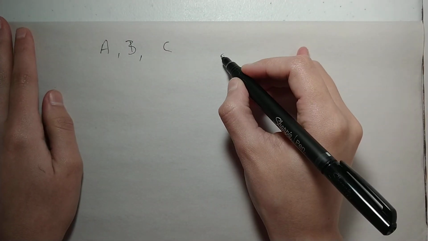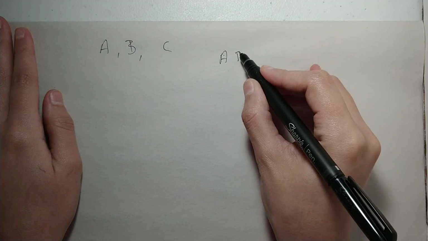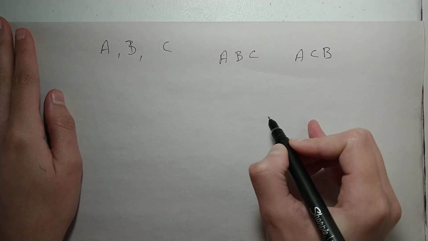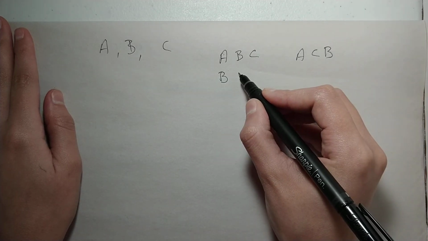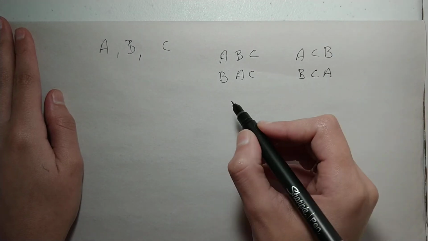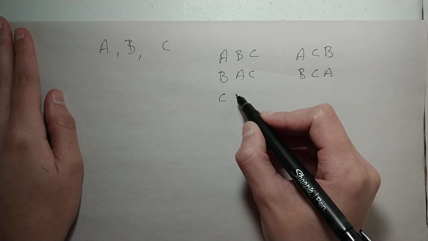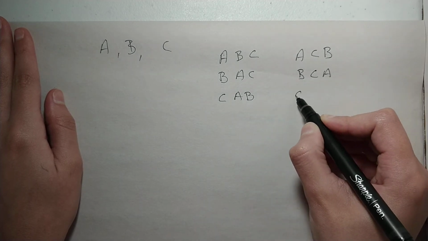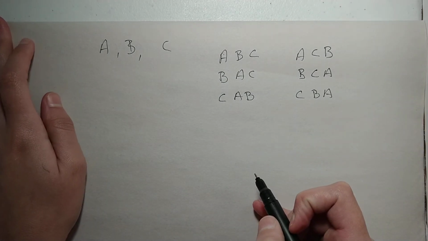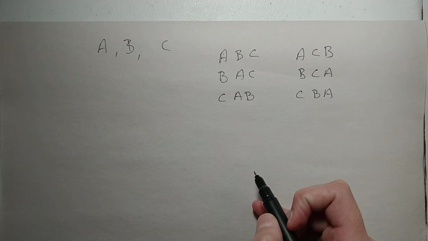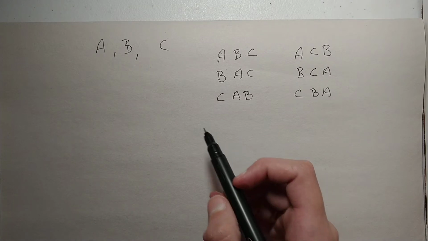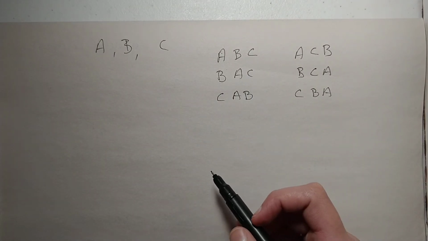So we can have A first, and then B, and then C. Or we can have C, and then B. We can have B first, A, and then C. Or C, and then A. And we can have C first. A, B, or B, A. So there are 6 different ways that we can combine these 3 letters. And these are called permutations. Each different order is called a permutation.